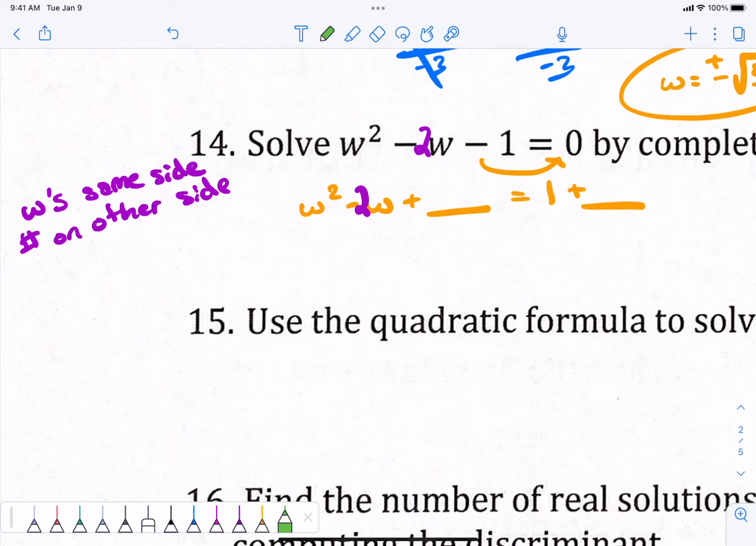Okay, I want to be able to break this guy down into two pieces so that when I multiply them together, it gives me this number, which we don't know. But when I add them together, it gives me -2.